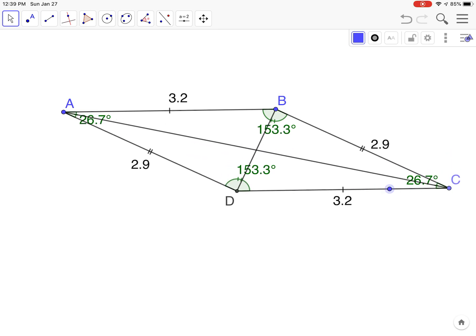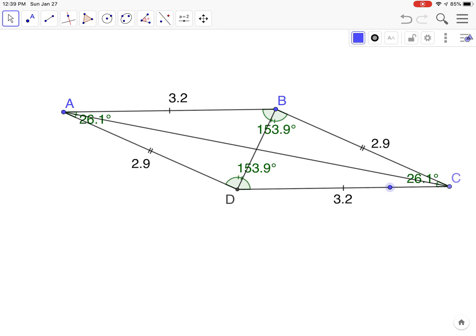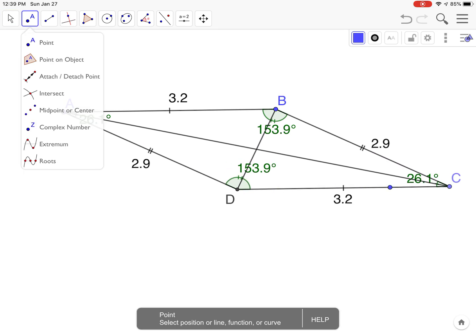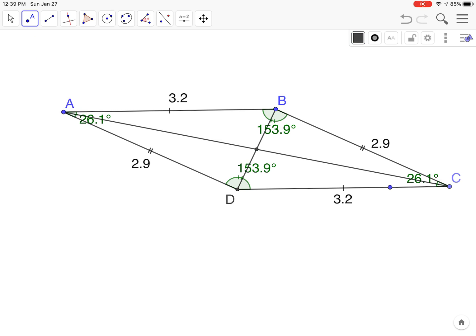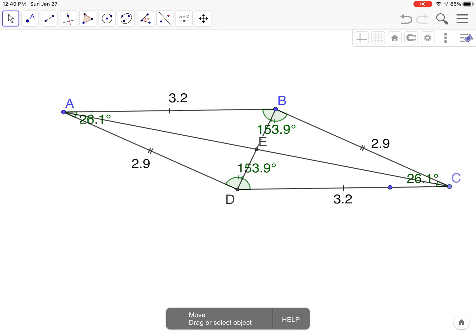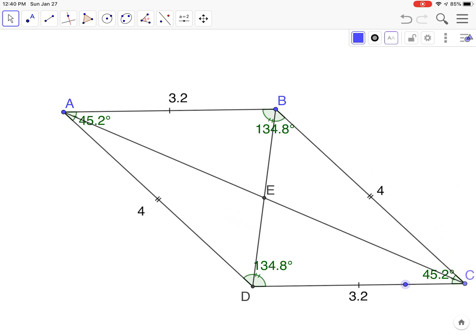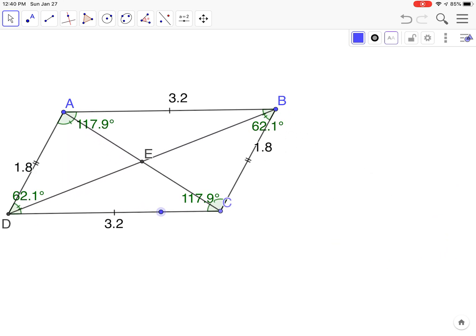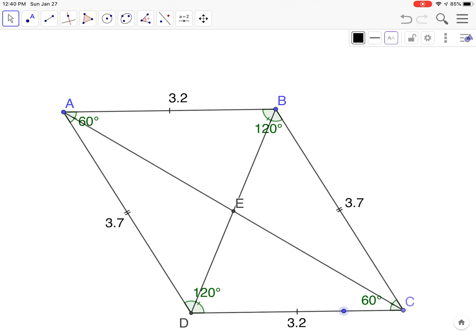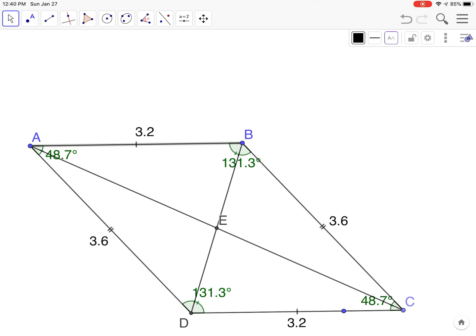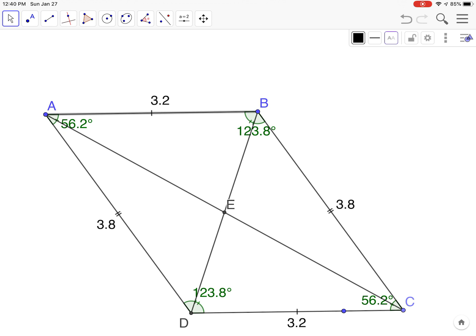But what I do notice is they seem to divide each other equally. I'm just going to mark this point here. It looks like that point, point E, is in the middle. It looks like E is the midpoint of BD, and it also looks like E is the midpoint of AC. And that turns out to always be true. You'll notice that seems to be the case no matter what I do to this parallelogram. No matter how I move it around, they split each other equally.